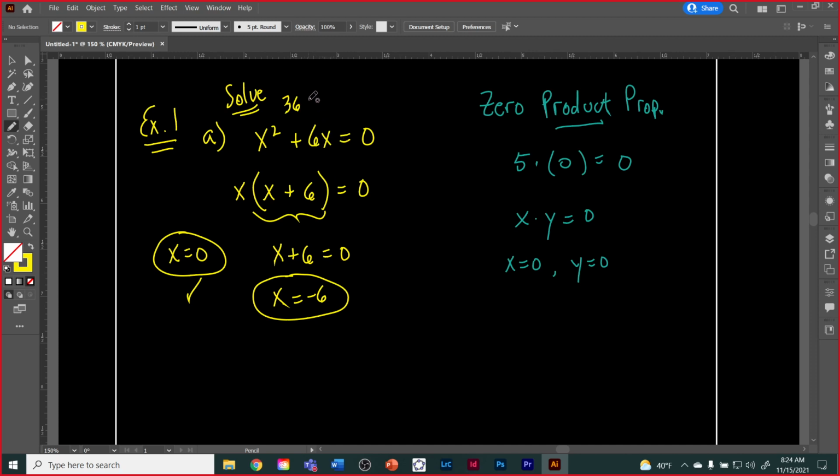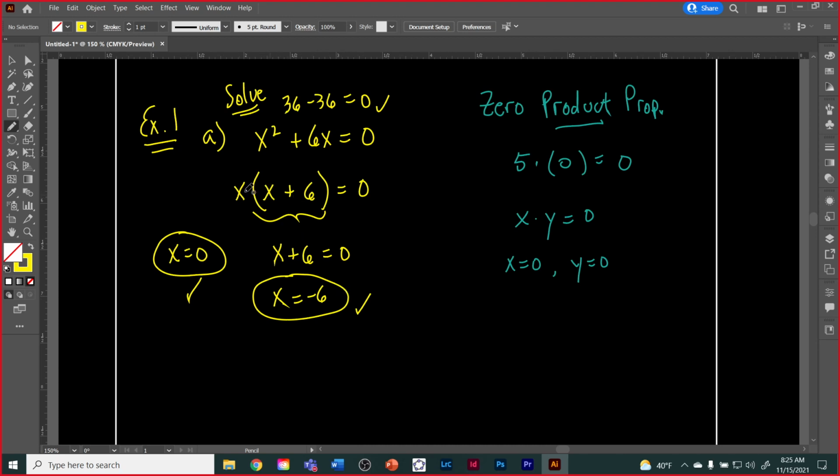6 times -6 is -36. What's 36 minus 36? It's equal to 0. Does it check? Absolutely. So you get two answers. You get x equals 0, or you could say and x equals -6. You with me on that? It's not so hard to understand, is it?